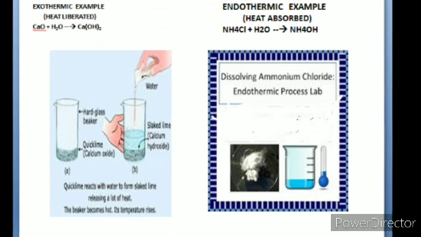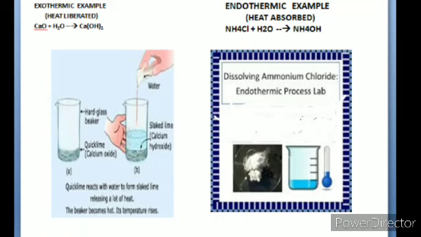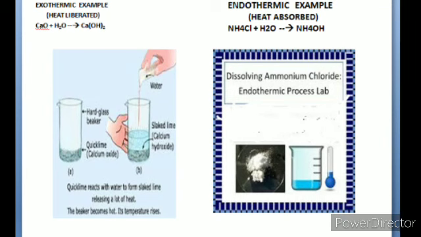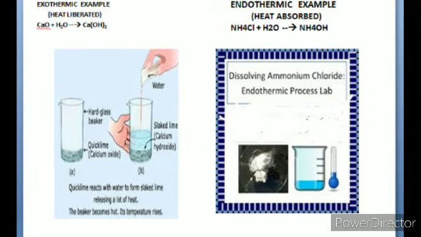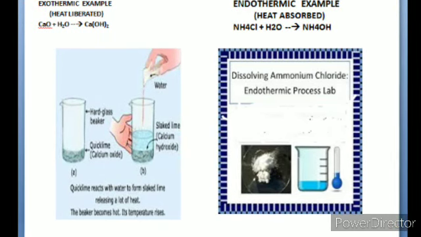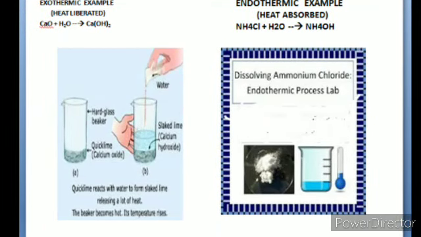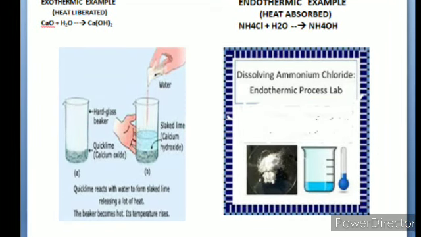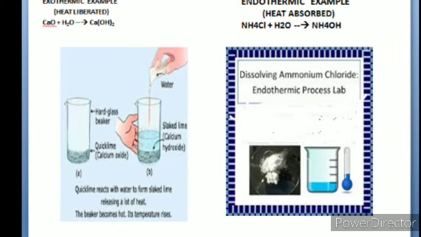Now let's take the example of endothermic. As we read, in endothermic process, the heat is absorbed from the surroundings. Let's discuss its example. In this example, we have a salt, that is ammonium chloride. When we add water to it, it forms ammonium hydroxide. After the reaction, you will observe that the temperature of your test tube decreases, which shows that this is an example of endothermic reaction.